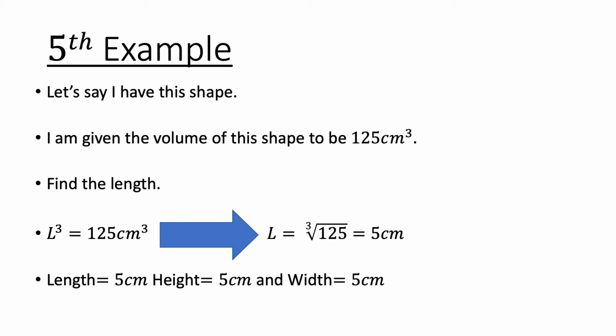Okay, so the volume is equal to 125 centimeters cubed. To find the length, it's the cube root of that, which is equal to 5. Again, it is knowing our knowledge of cube numbers here. So cube numbers: 5 times 5 times 5 gives us a volume of 125 for the answer.